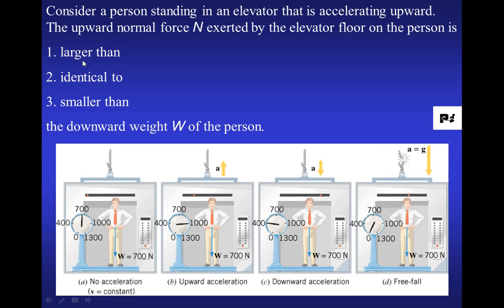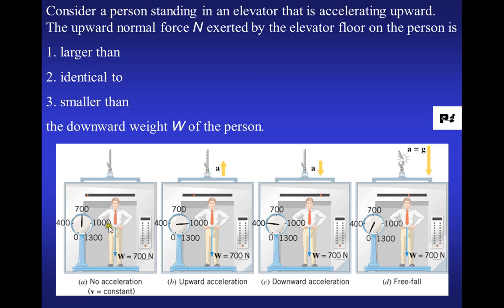Let's look at an image here. So we have this dude standing on an elevator. The dude has a weight of 700 newtons. They're standing on a scale on the elevator. This scale is reading their true weight, 700 newtons. And that scale is telling us exactly what the normal force is. That's what a scale does. It tells you what the normal force is that is being provided, equal and opposite to your weight.